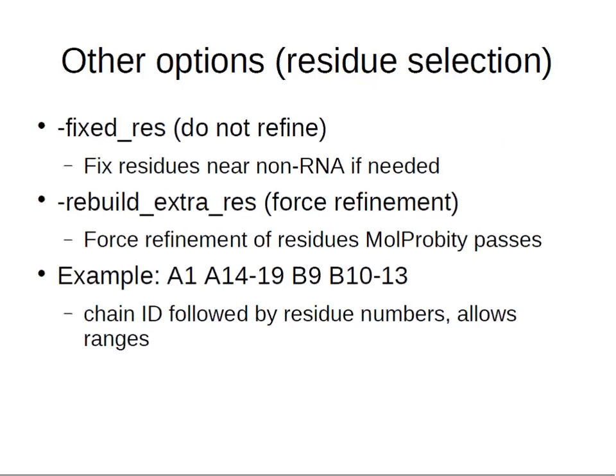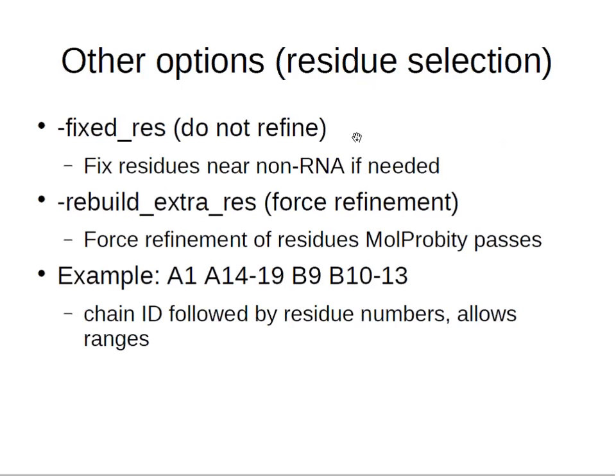Some other options: there are a series of options for residue selection. Residue selection is an important idea in Eraser for a couple of reasons. First, Eraser uses Phenix and MolProbity to automatically detect where it thinks the problems are. And you may wish to override Eraser and tell it where you think the problems are by specifying certain residues. You can do that with the rebuild extra res flag to force refinement of certain residues. The flip side is the fixed res flag to say, do not refine these residues.